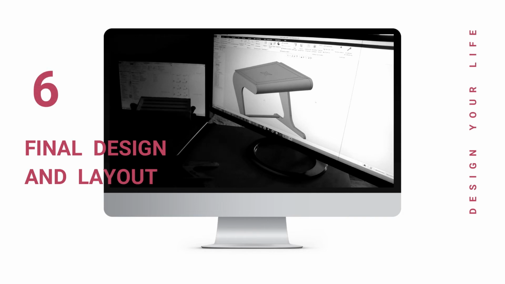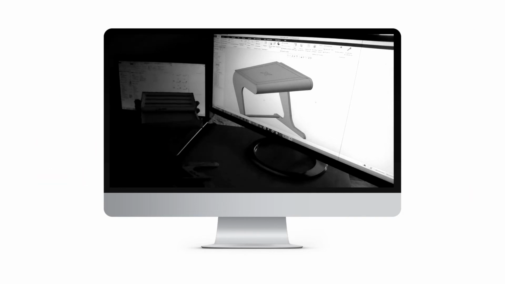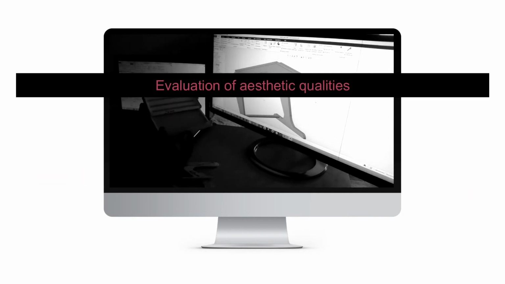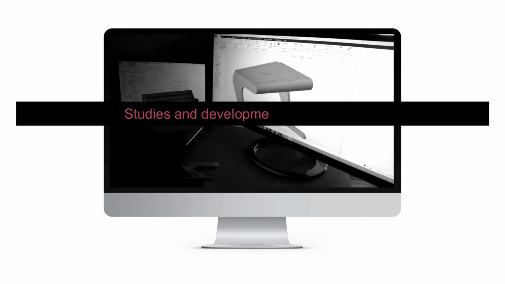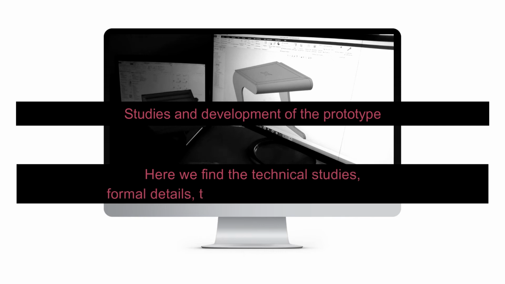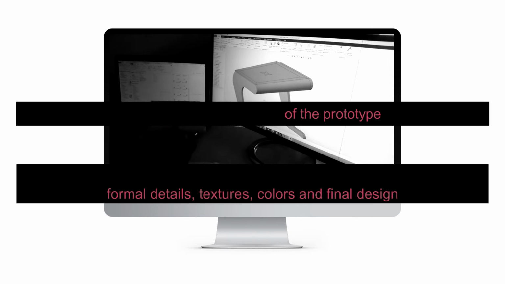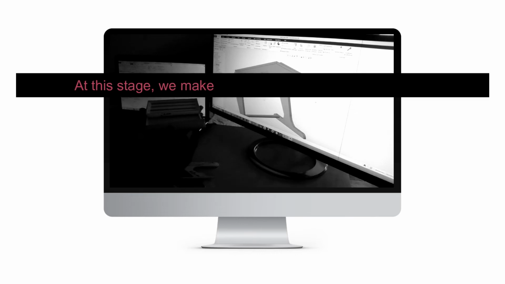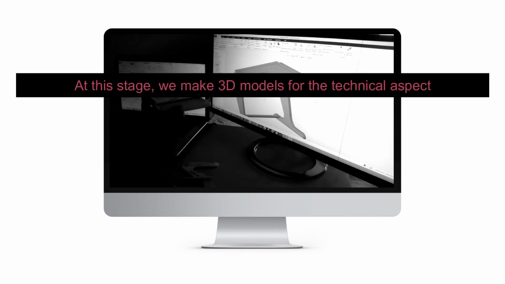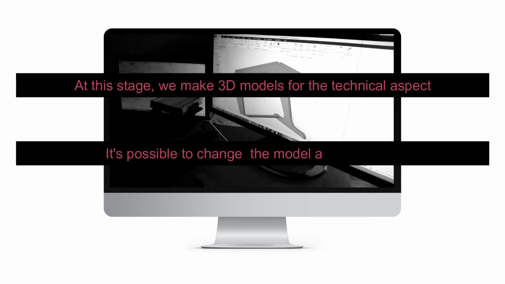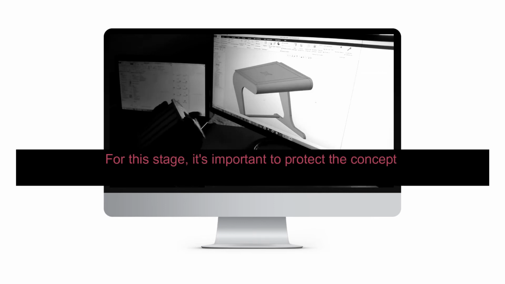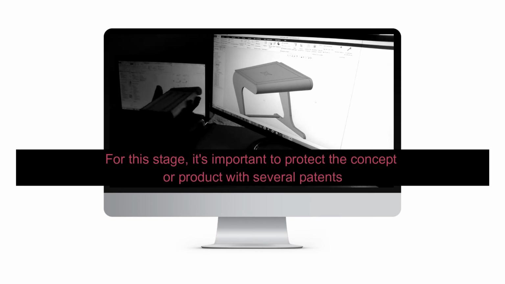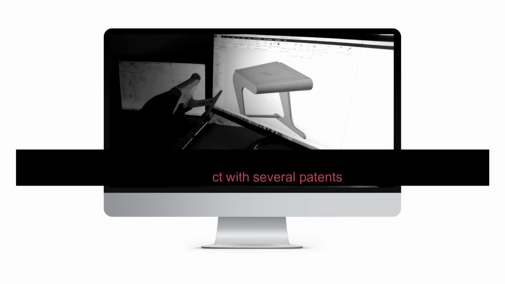Number 6. Final design and layout. This phase includes evaluation of aesthetic qualities, rapid prototyping, studies and development of the prototype. Here we find the technical studies, formal details, textures, colors, and final design. At this stage, we make the 3D models for the technical aspects. It is possible to modify the model and prototypes. For this stage, it is important to protect the concept or product with several patents.